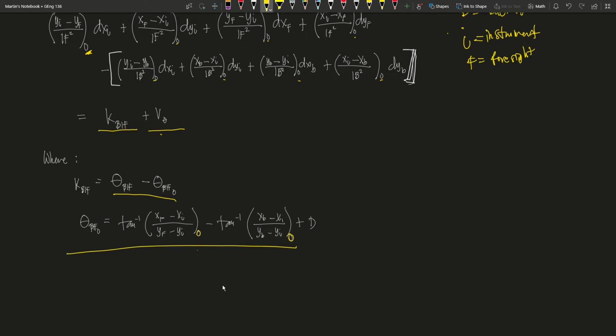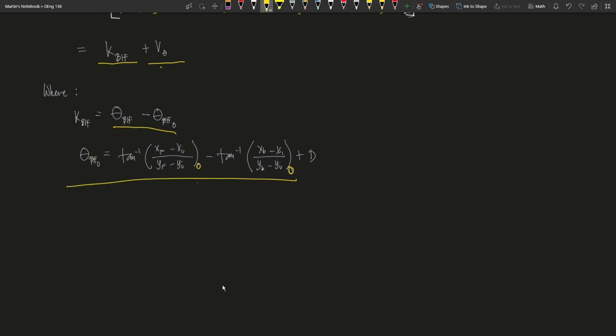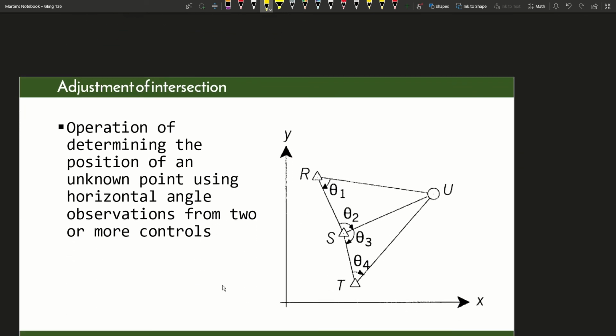Now let's proceed to the adjustment of intersection. This is the operation of determining the position of an unknown point using horizontal angle observations from two or more controls. Most of the adjustments consist of multiple stations, and multiple stations consist of many observations. Let's look at this example later.